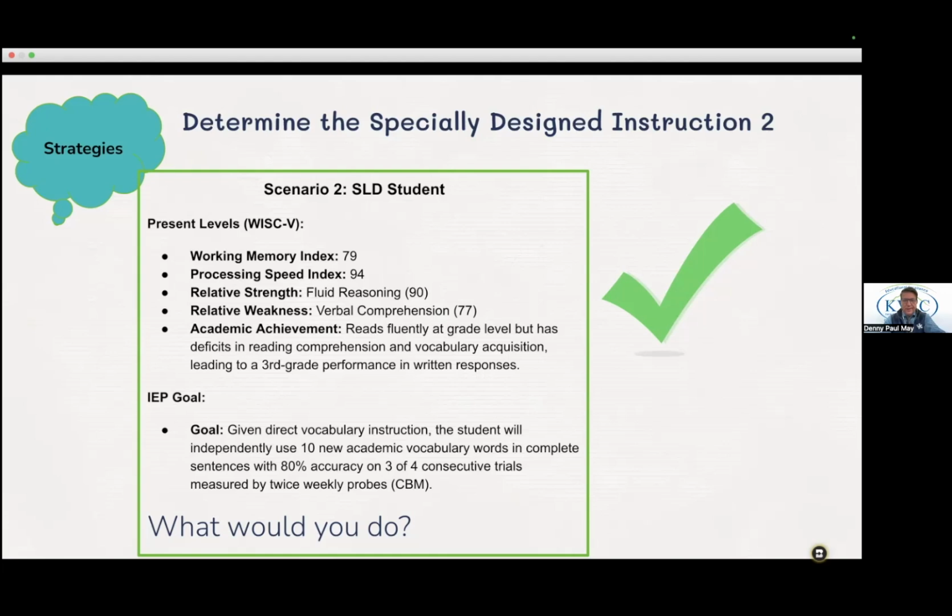And so when you look at it, what is it he can't do? He can't comprehend. He's having a struggle with vocabulary acquisition, and also writing sentences. So what are some things you would do? I'm thinking about the writing process. I'm thinking about creating sentences. I'm thinking about spelling. I'm thinking about being able to put words in sequence, semantics, and that type of thing.